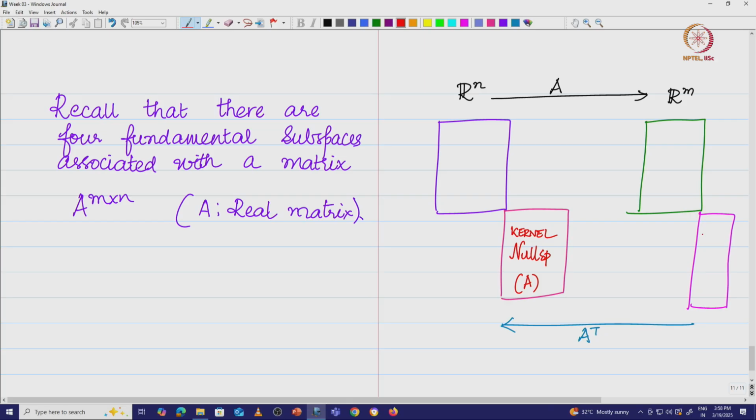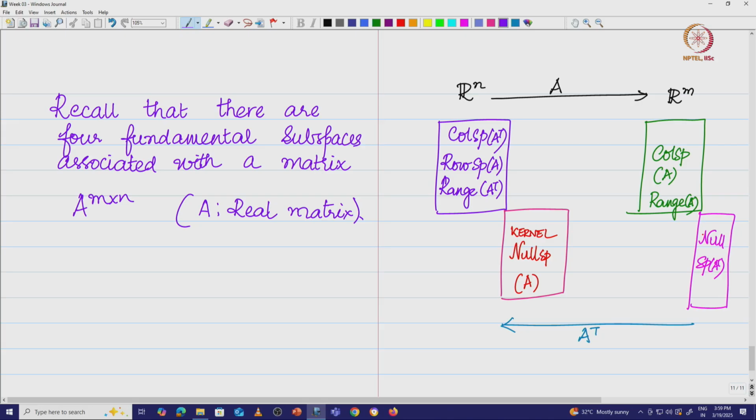Then we had the null space of A transpose, then the column space of A, which is also called the range of A, then the column space of A transpose, which is also called the row space of A, which is also called the range of A transpose.